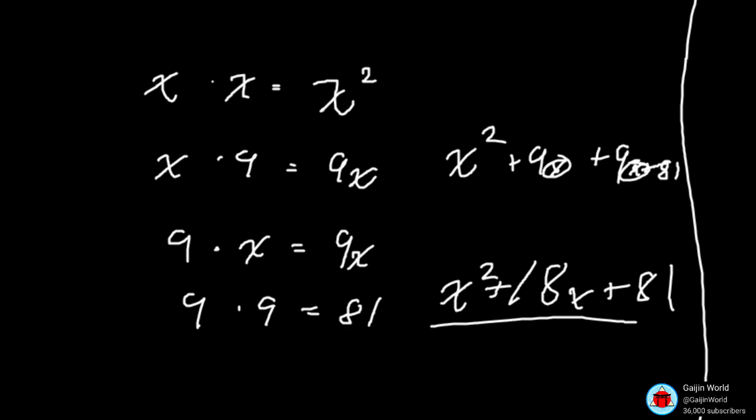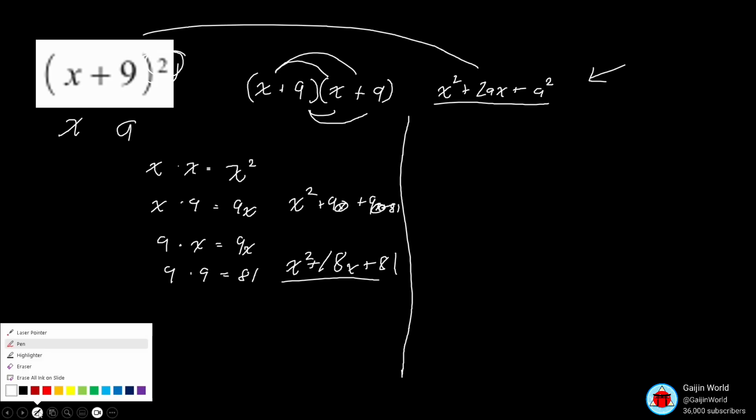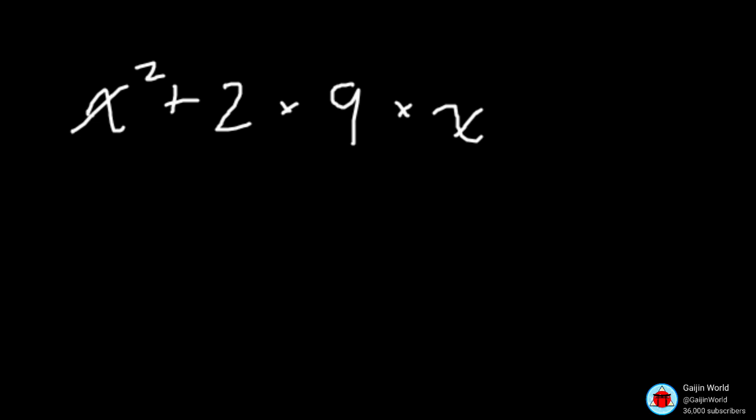Use the formula. So here's how to do it. Let's say this is x, and this part is a. You just put those letters into this formula. So let's try. x would just be x squared plus 2 times a, which is 9, times x. Then you add a squared, which is 9 squared, right? It's going to look like this.